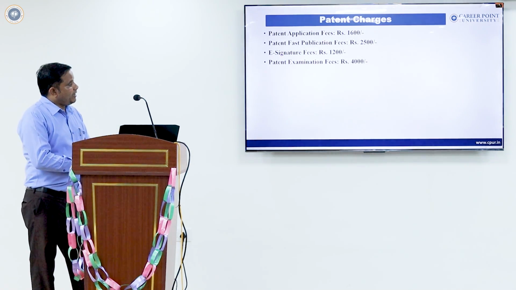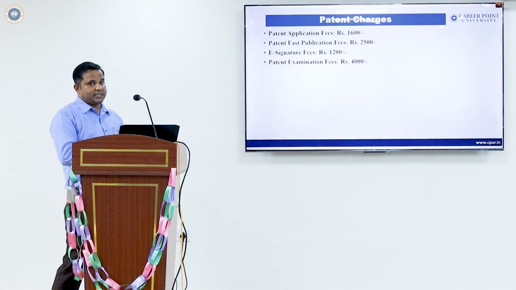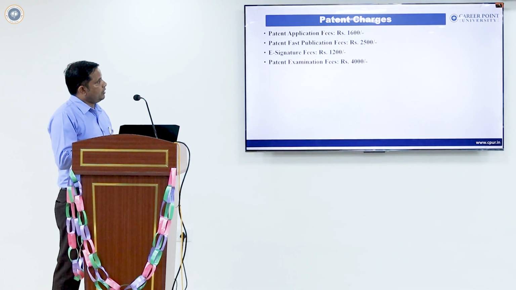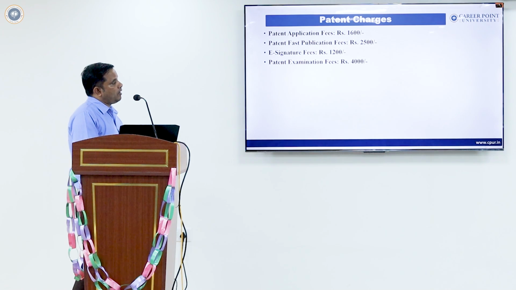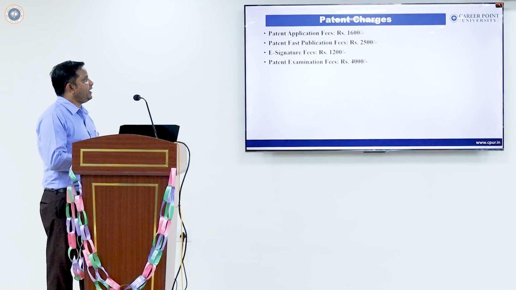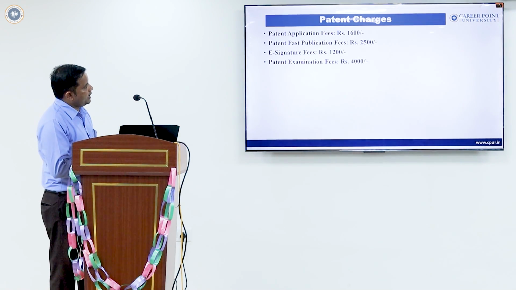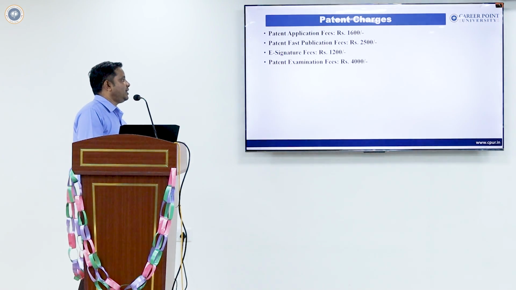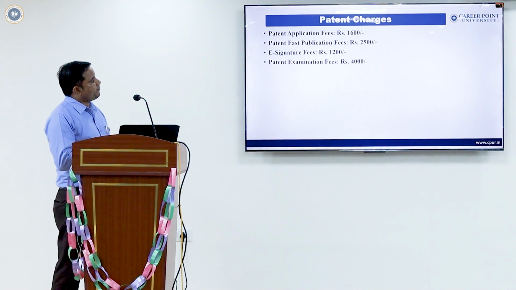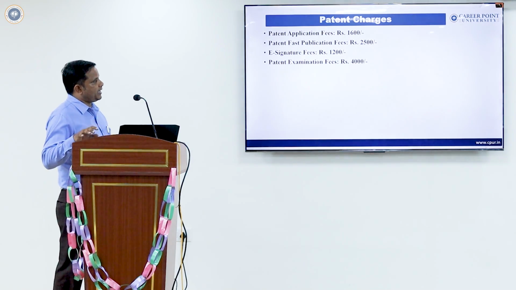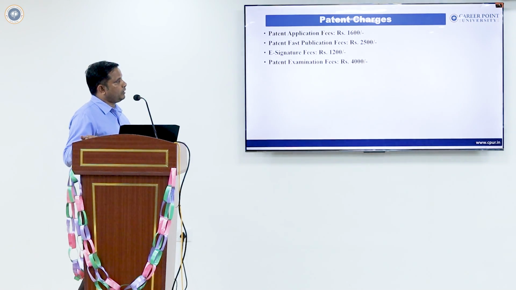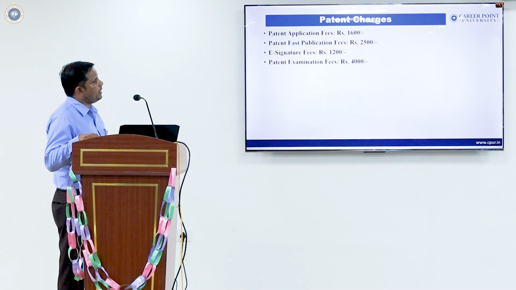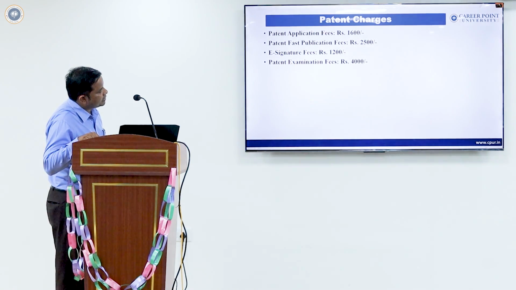The next slide is based on the charges which will be paid by the user, applicant, or inventor. First we need to focus on the patent application part, that will be 1600. For patent fast publication, if you want to publish a patent within 1 month after the submission of the patent, then the charges will be rupees 2500.